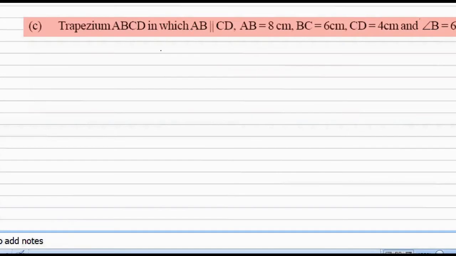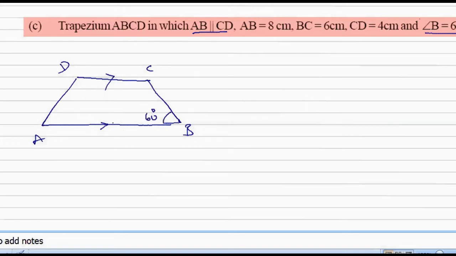Now here I am explaining the C question in exercise 3.5. Here we are constructing the trapezium ABCD in which AB is parallel to CD, AB is 8 centimeters, BC is 6 centimeters, CD is 4 centimeters, and we have angle B is 60 degrees. We don't have one more angle. Actually, we require one more angle. So we will find one more angle in a trapezium.